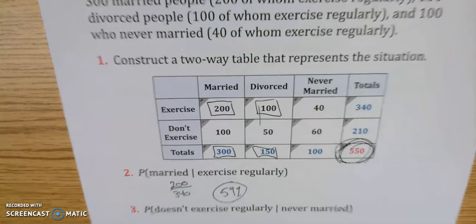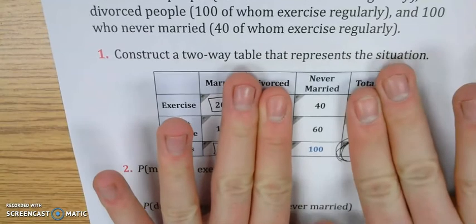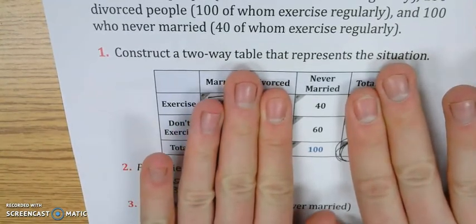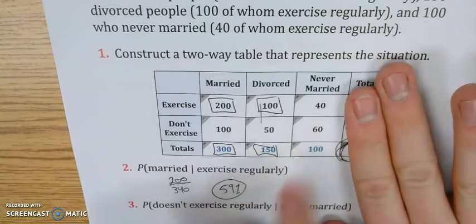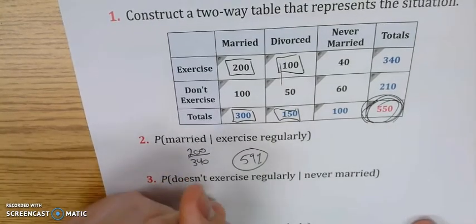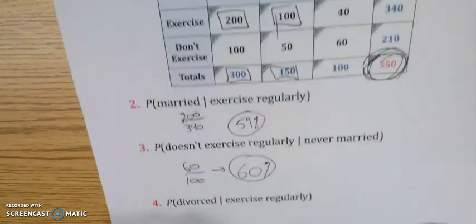Number 3 says the probability that they do not exercise regularly, given that they were never married. All right, so if they were never married, I'm going to look at that third column. There's 100 total people, and of those 100 total people, 60 do not exercise regularly. So 60 out of 100, well, that's 60%. Remember, we like 100s as our total.